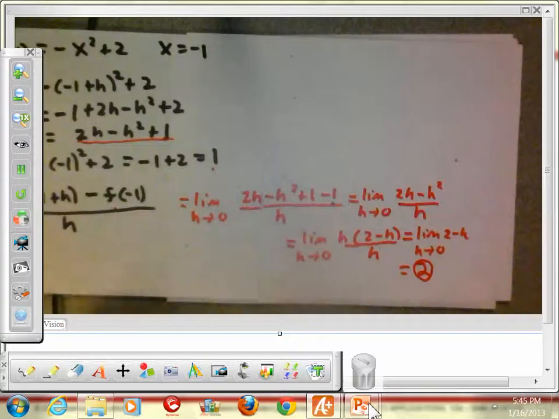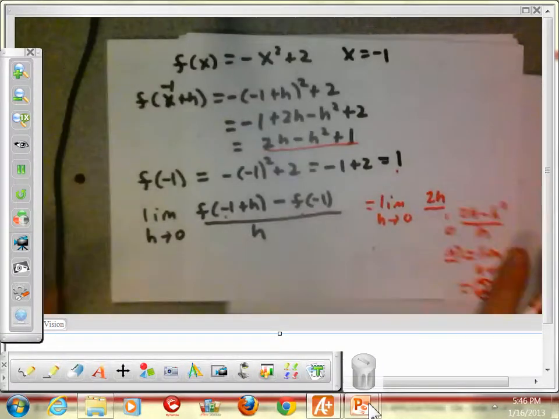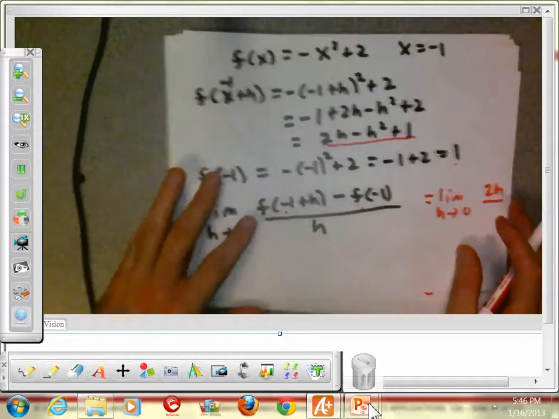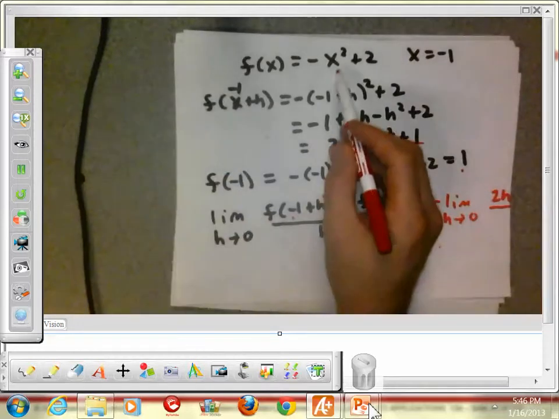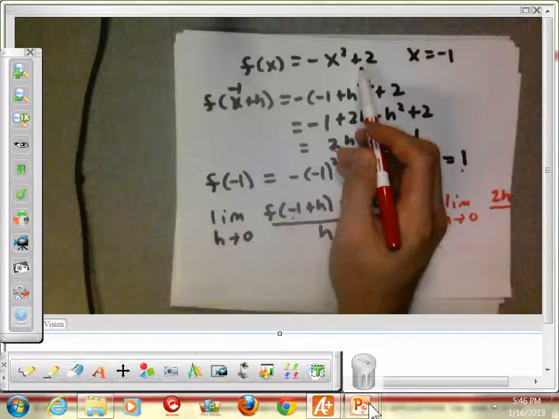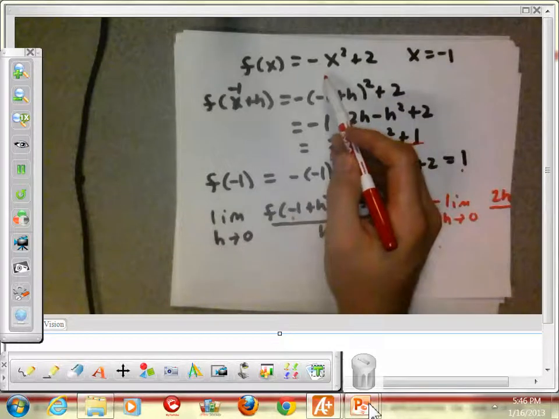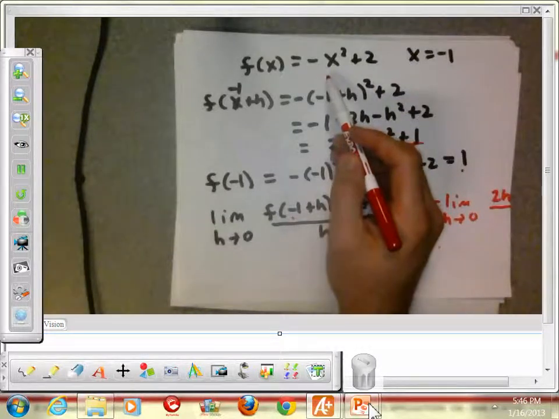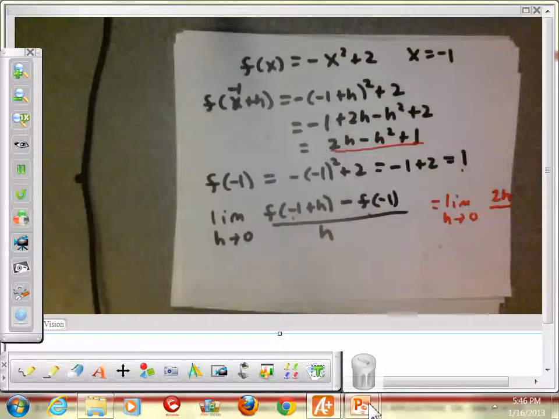If you use the power rule, then you see right away that we have a nice formula. Using the power rule, we bring the 2 down, the derivative of a constant is 0, so you wind up with the derivative formula being negative 2x. If you plug in negative 1 there, you get that the derivative is 2. Okay? So we'll do more of that stuff today.